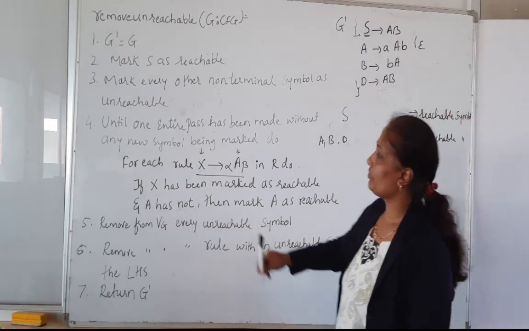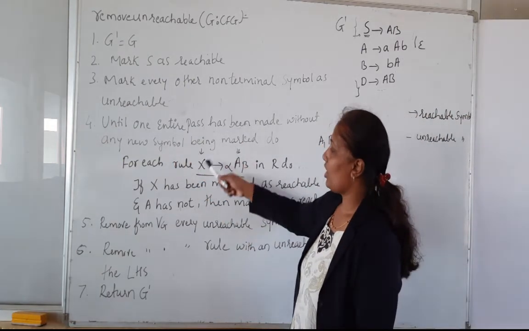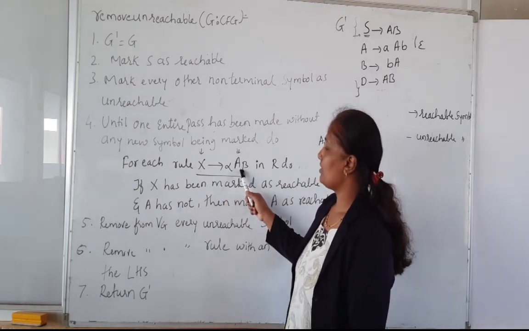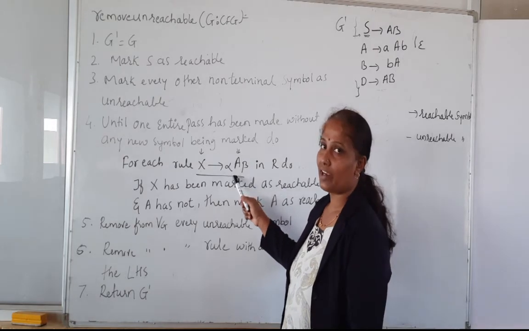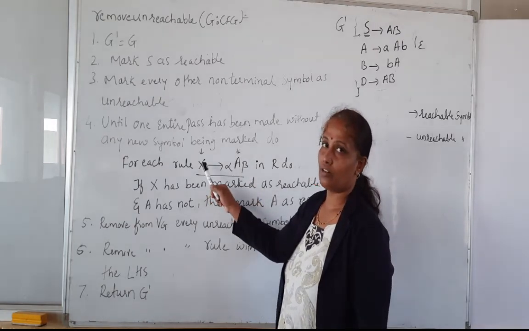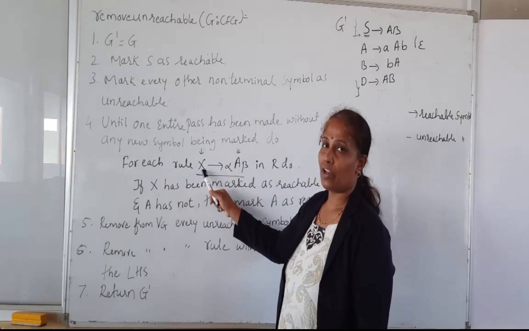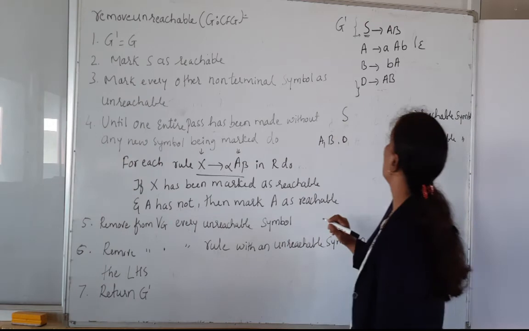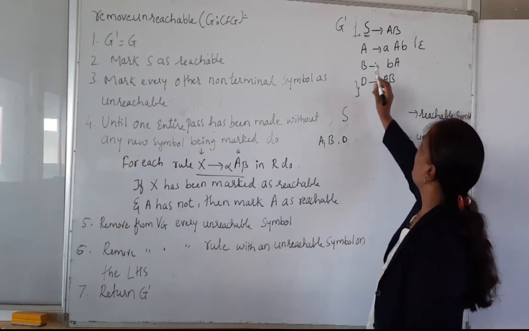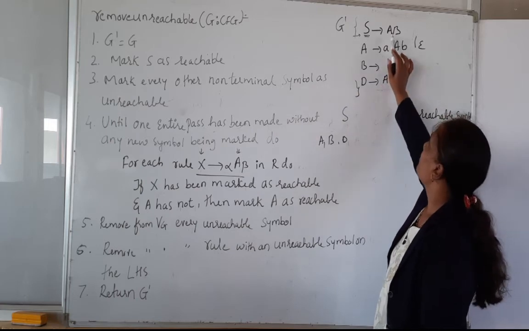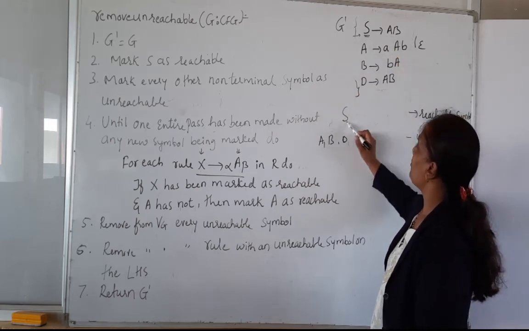Next, repeat until one entire pass. So I am going to check all the rules. If a rule is producing a symbol which has not yet been marked as reachable, and the left side symbol of that rule is marked as reachable, then I am going to mark this as reachable. So here, S produces AB, so S is marked as reachable.